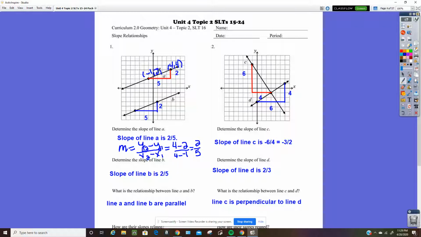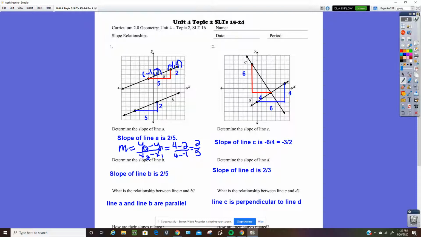So if you notice right here, there's two different ways I found the slope. One is to do the rise over run. So this Y value is 2 and this is 5. And this line is rising from left to right, so it's positive slope. It's 2/5. Or the second way I could do this is find the points that are on this line.